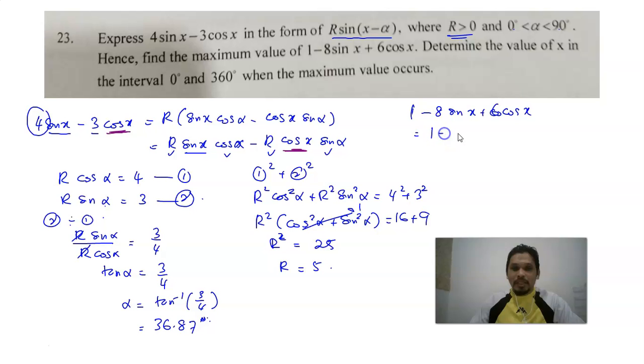And now find the maximum value of 1 minus 8 sine x plus 6 cos x, equal to 1 minus 2 times 4 sine x minus 3 cos x. Okay, negative 2 times 4 equal to negative 8, negative 2 times negative 3 equal to 6. Okay, let's compare this with the question here. 4 sine x minus 3 cos x.